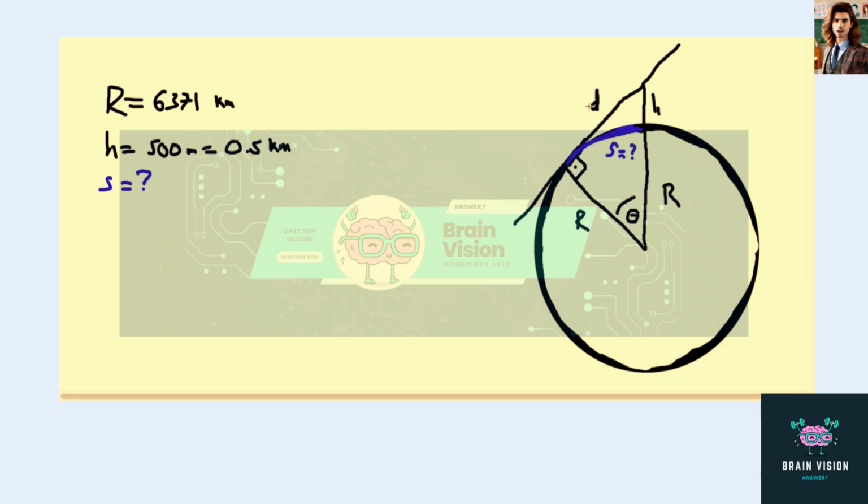And so we did that using the tangent secant theorem. And what that tells us is that this distance, d squared, is equal to h plus r times h. So this is what the tangent secant theorem tells us.